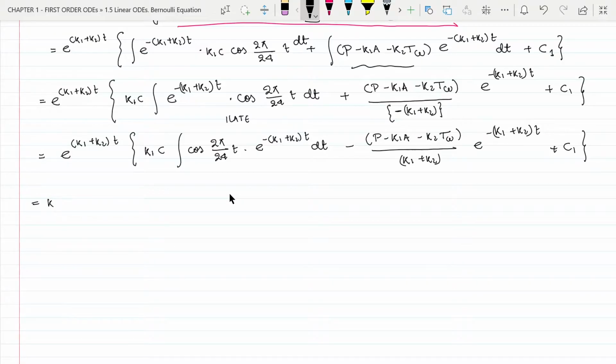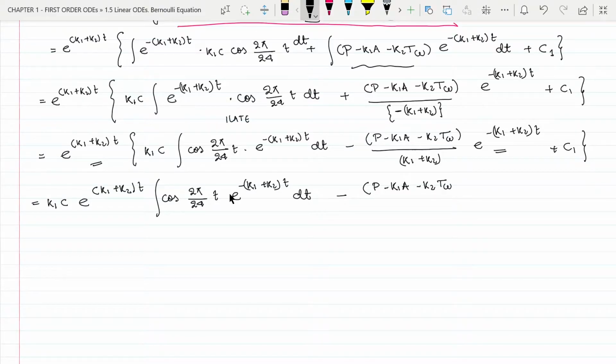So this is equal to k1c e to the power (k1 plus k2)t integration of cos 2 pi by 24t e to the power minus (k1 plus k2)t dt minus, so this is (p minus k1a minus k2) t omega divided by (k1 plus k2) plus c1 e to the power (k1 plus k2).